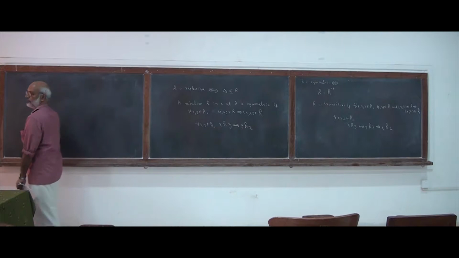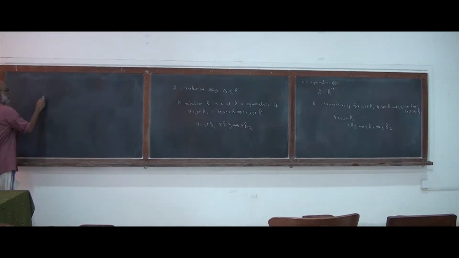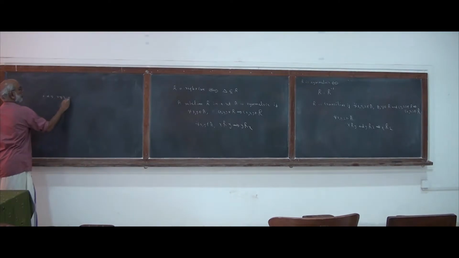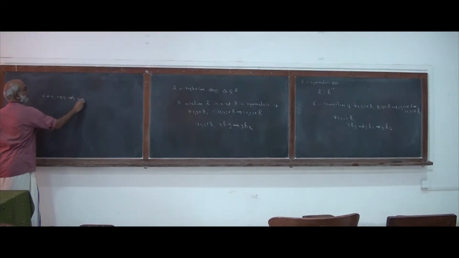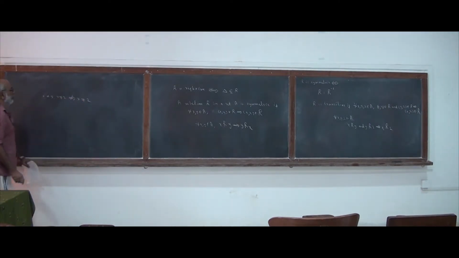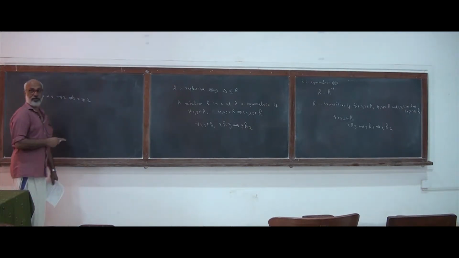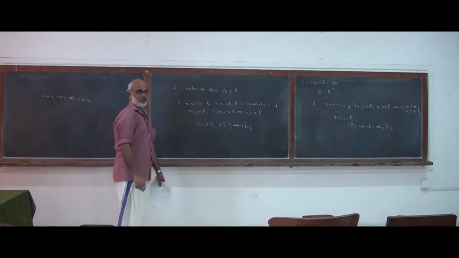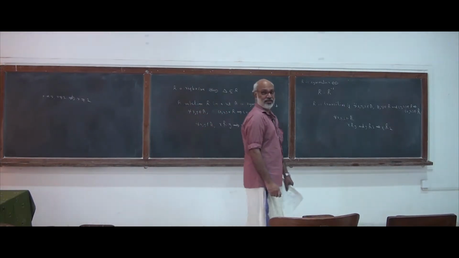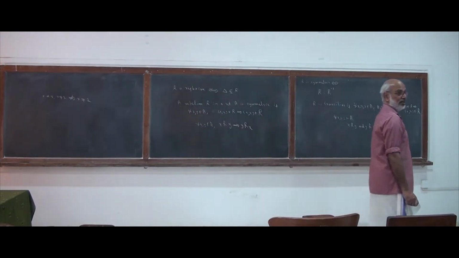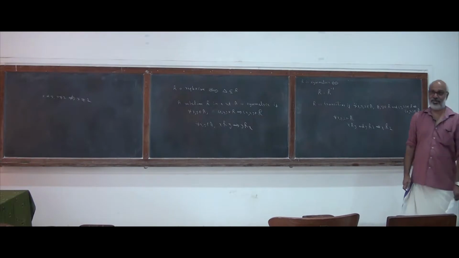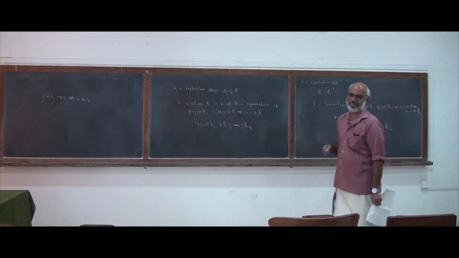Not equal to: x not equal to y, y not equal to z does not imply that x is not equal to z. It can happen that x and z are one and the same, where x and y are different and y and z are different. So not equal to is not a transitive relation, whereas equality is a transitive relation.